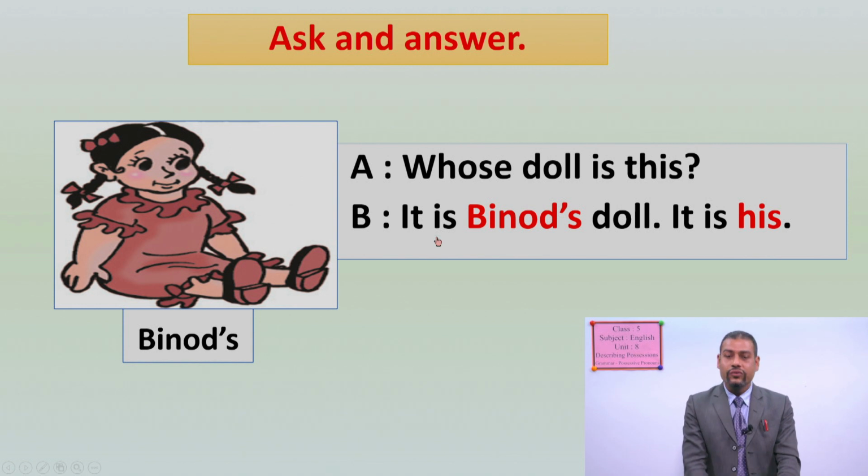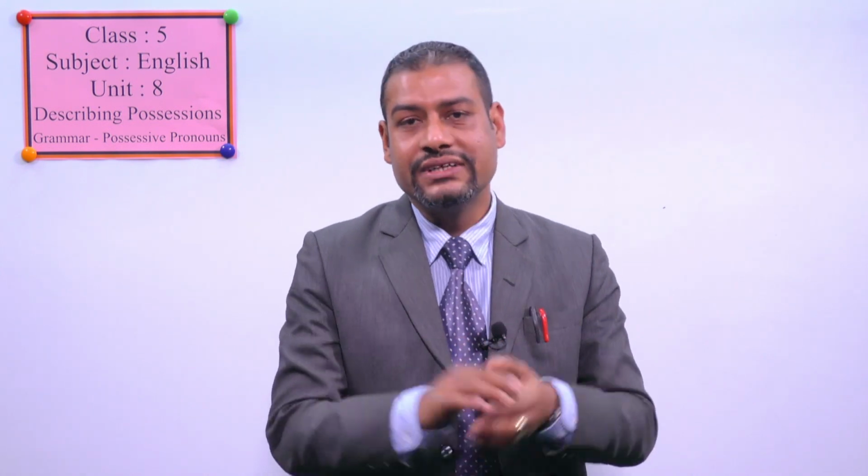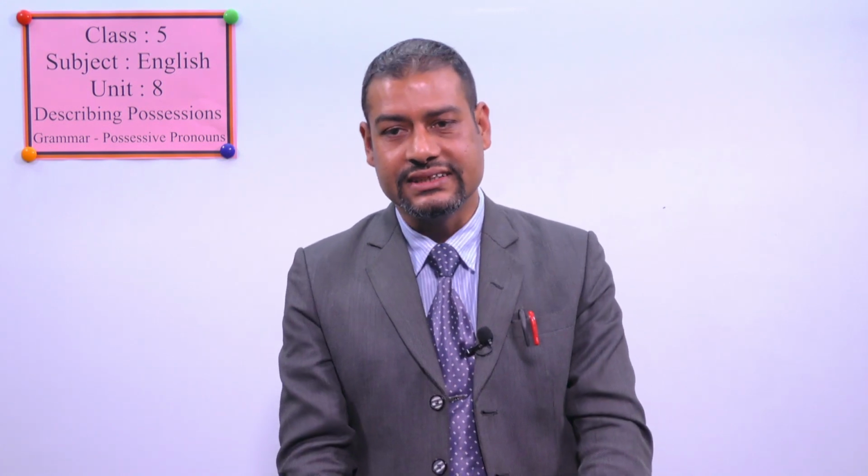See, previously we wrote it is Minaz's bag, okay? And then it is hers. But now we have written it is Binod's because Binod's is written here. And here we are not writing hers, okay? We are writing his. So the answer is, it is Binod's doll. It is his. And here also I have highlighted the words Binod's and his. In the second sentence, we are not using the name. And in our previous answer also, we didn't write Minaz's the second time. In our second sentence, we wrote there, it is hers.